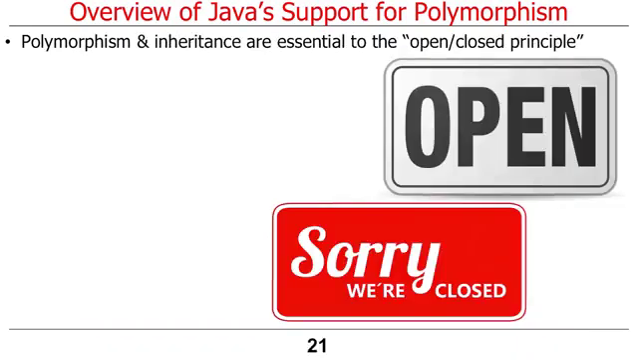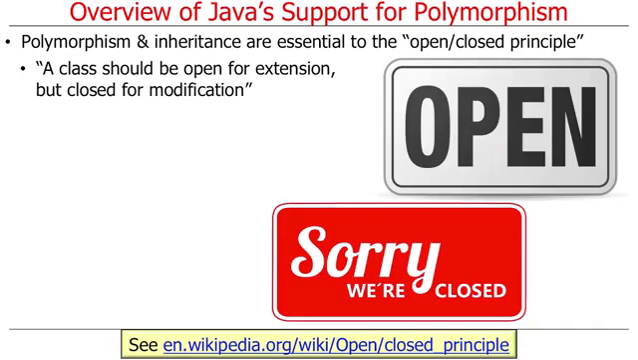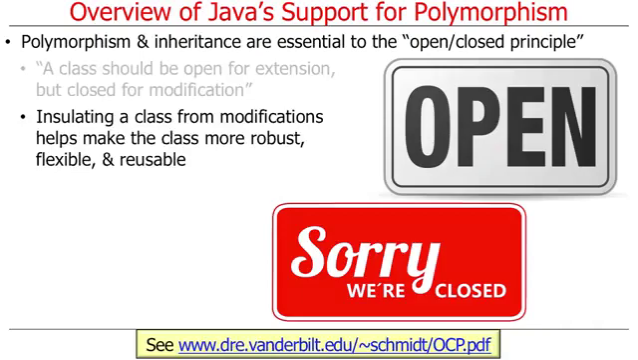Polymorphism and inheritance are essential to achieving the benefits of the so-called open-closed principle in object-oriented design and programming, which states that a class should be open for extension, but closed for modification. Insulating a class implementation from modifications helps make the class more robust and flexible, since it can be extended and reused without introducing new bugs to existing code.